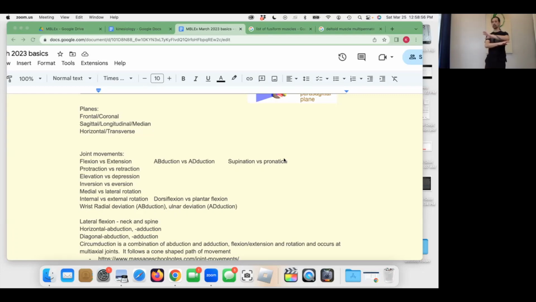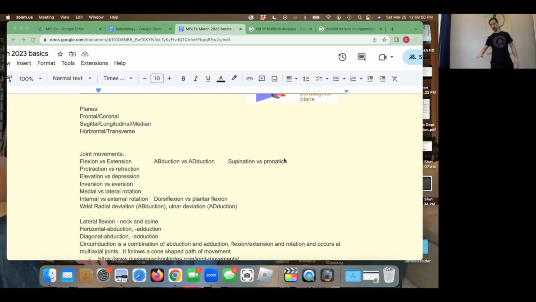Okay, and then horizontal plane, also called the transverse plane, contains horizontal abduction, horizontal adduction. Also contains rotation through the spine, rotation through the hip joint, and rotation through the neck. The neck is part of the spine, but you get the idea.